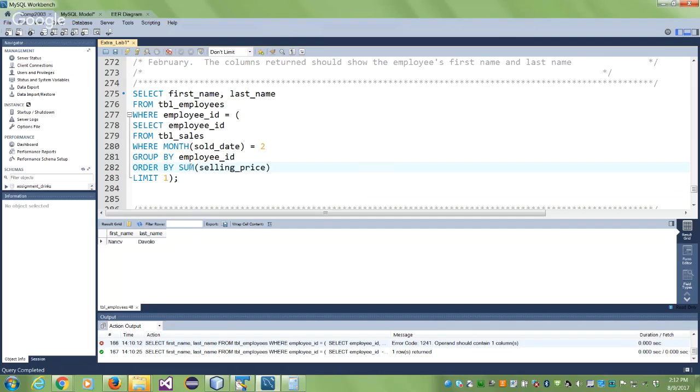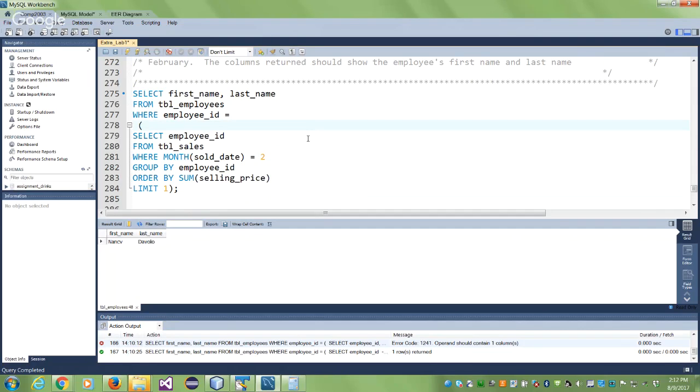Now the problem here is it's not foolproof. Why? What if 2 persons have the highest one? They could have it. 2 people may have the same sales. This is assuming only one can have the same sales. But that's what is wrong. The query is not wrong, but it is not a foolproof way of doing it. Why? I'm assuming there is only one employee who made the maximum sales.